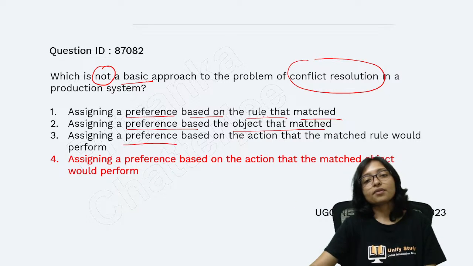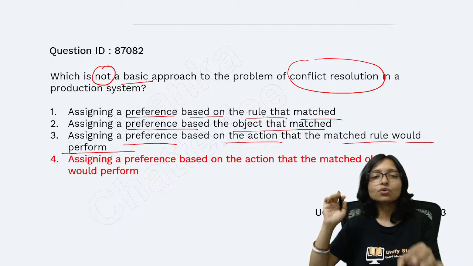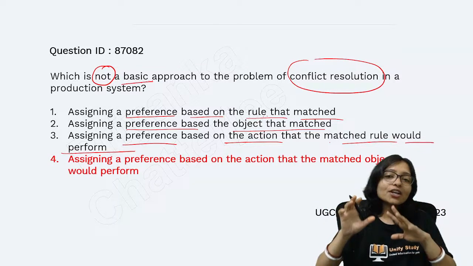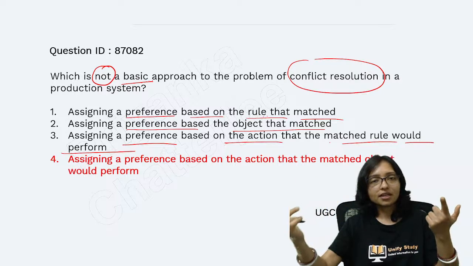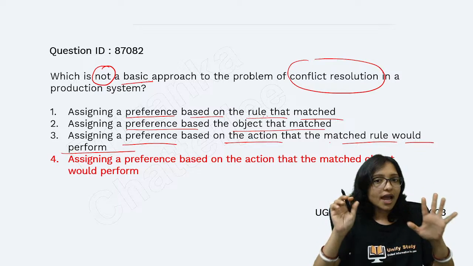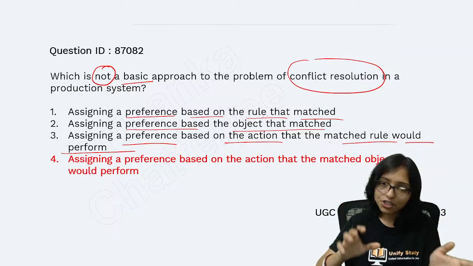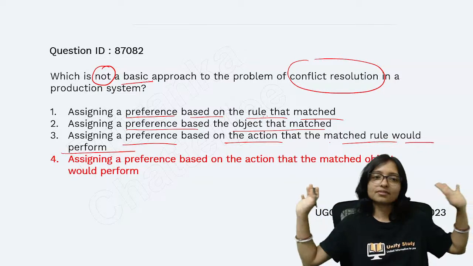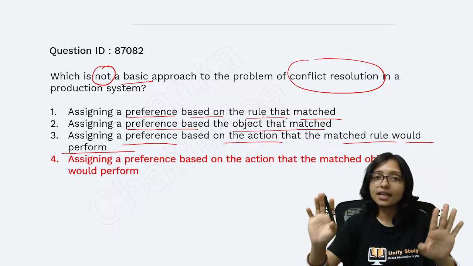Now, assigning the preference based on the action that matches the rule would perform. It is like a fight going on between you and your mother-in-law. Your mother-in-law has some rules and you have some rules, and you are doing some action, your mother-in-law is doing some action. Based on that, if the action matches the rule, then only that will be resolved. You will do the action as per the rule of your mother-in-law, then it will resolve.